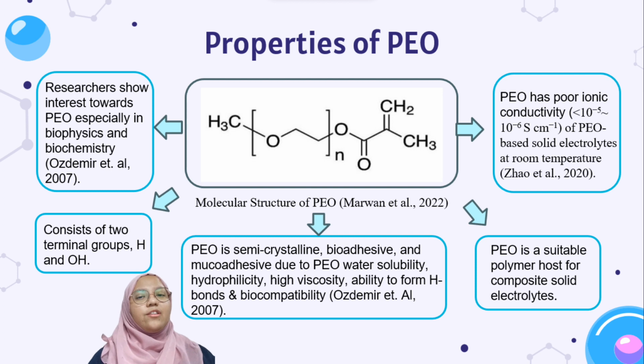PEO has poor ionic conductivity, which is lesser than 10 to the power of negative 5, nearest to 10 to the power of negative 6 S per centimeter, for PEO-based solid electrolytes at room temperature. This is due to the high crystallinity of this material, which also causes its mechanical qualities to deteriorate as temperature rises. A variety of modification methods have been proposed in order to enhance the ionic conductivity, thermal and electrochemical stability, electrochemical window, and mechanical properties.